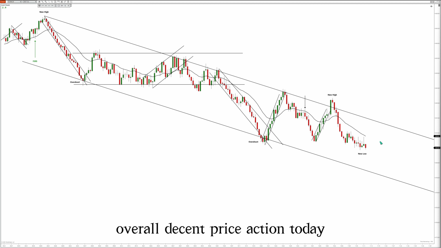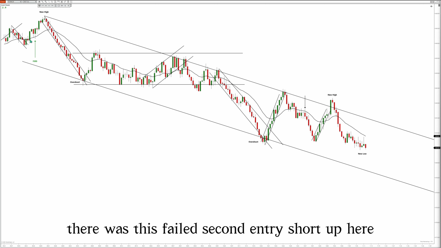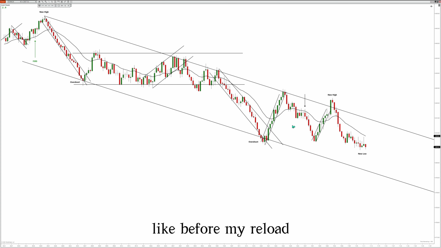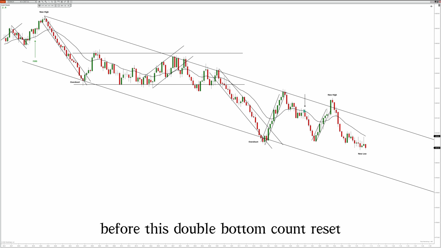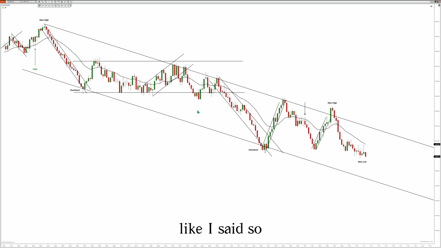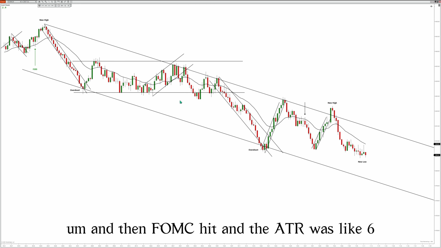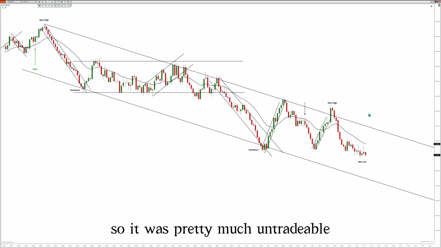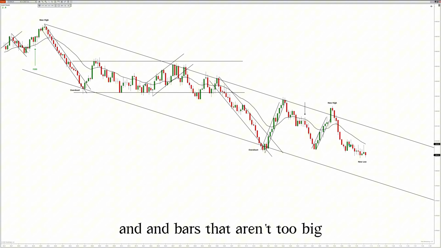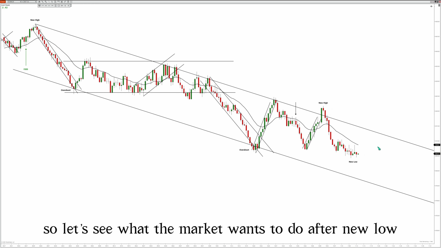Overall decent price action today. There were a few setups. There was this failed second entry short up here, and then if this one formed better, like before my reload, before this double bottom count reset, decent trade. Pretty decent price action, like I said. So it's a lot better than last week. The ATR last week was super slow, and then FOMC hit and the ATR was like 6, so it was pretty much untradeable. So this week it's refreshing to see some clear price action and bars that aren't too big. So let's see what the market wants to do.